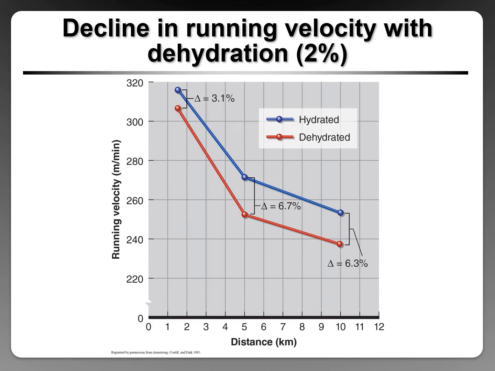Here we're seeing that running velocity is impacted by hydration. So if you're dehydrated 2%, you can be expected to be running at a lower velocity for a variety of distances. Notice that at 1500 meters, you're having a 3% difference, 3% slower meters per minute. And as we increase the distance traveled, the running velocity is going to be declining.